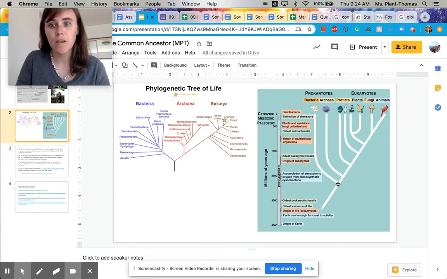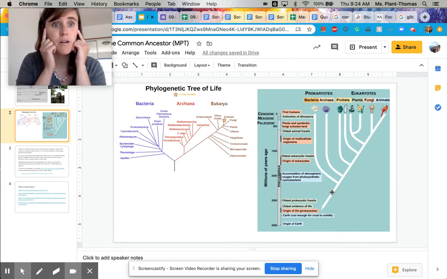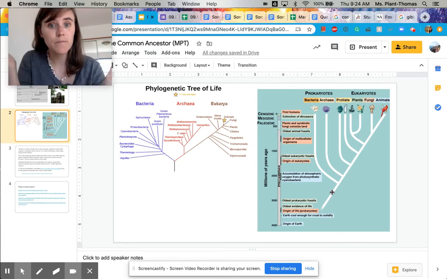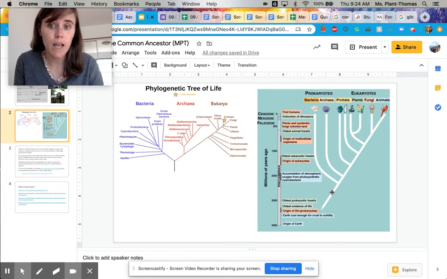And if it has to branch off to form bacteria as well as us, we have to think, what do we and bacteria have in common? Well, we're all made of cells. And so then we can start to use that to think about, what's this common ancestor? Well, it probably was a single-celled organism, and it had some very basic things. It had DNA, because we know that all living things have DNA.